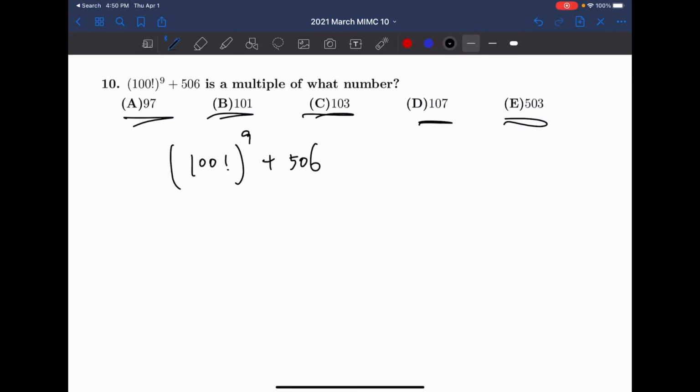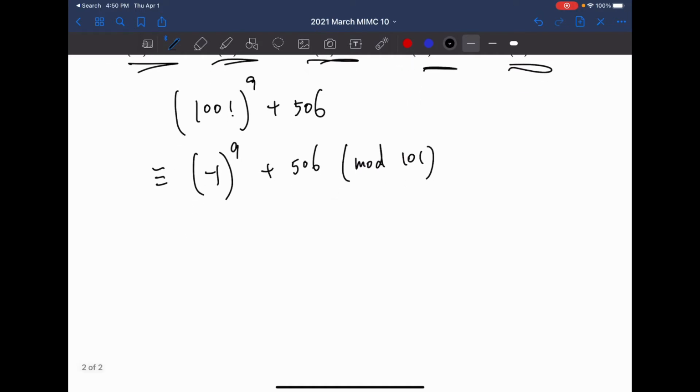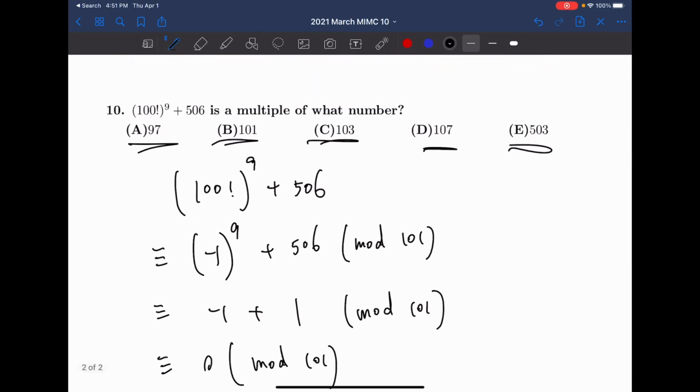But with Wilson's theorem, we can know that 100 factorial is (-1) to the 9th plus 506 mod 101. And we know that (-1) to the 9th would be -1, and the mod number would not change. And plus 506 mod 101, which is just 1, meaning that would be 0 mod 101. Therefore, that expression is a multiple of this.